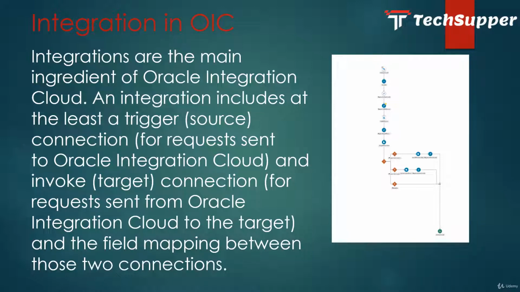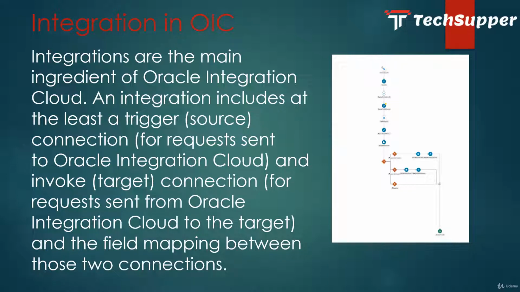Let me take an example here. If you need to create an integration between two applications, the source application and the target application, first you have to create two connections, one with the source application and the second with the target application. Then you have to create an integration wherein you will use these two connections, the source connection and the target connection. Once you use these connections, the visual mapper will come in wherein you will map the data from the source application to the target application, so that data can flow from one application to another. That is called integration, which is integrating two or more applications.